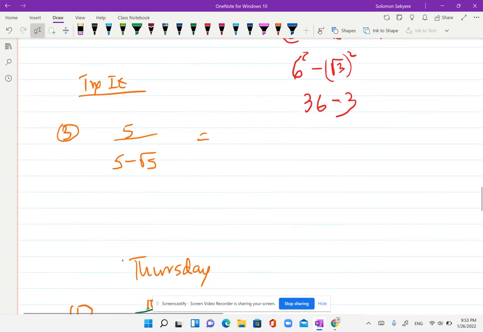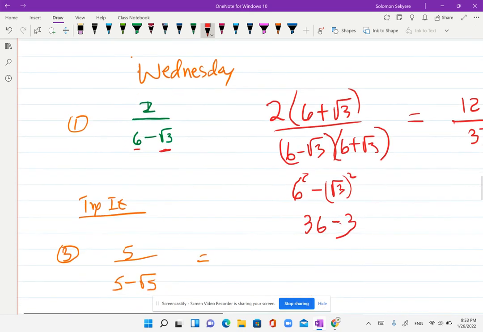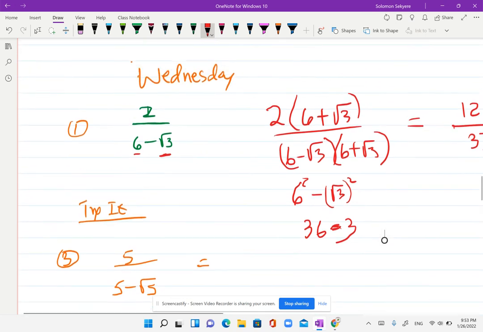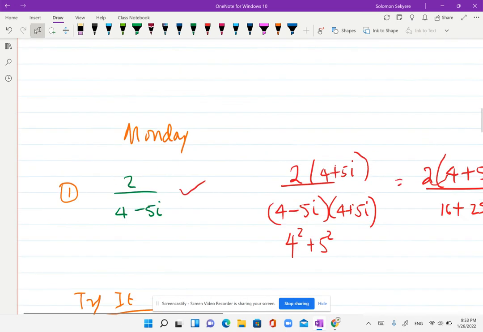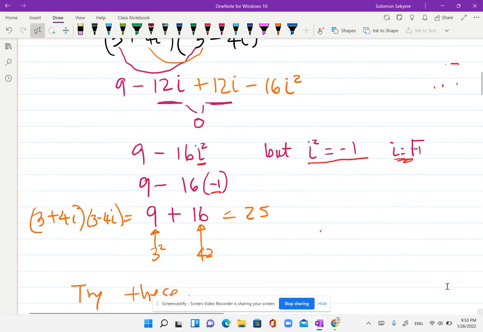So, conjugate multiplied by conjugate becomes difference of two squares. Square each term, except in complex numbers, this minus sign becomes plus because i squared equals negative 1. So you're going to need to do a lot of practice here. All right? Keep on practicing.